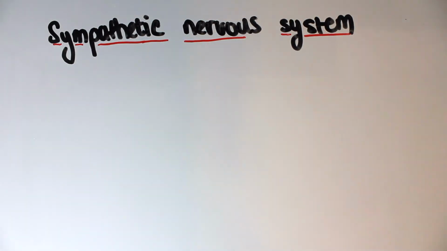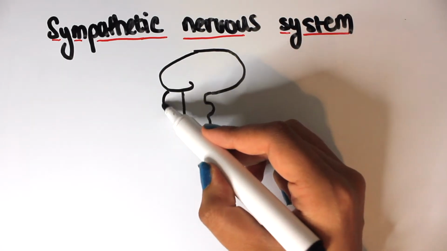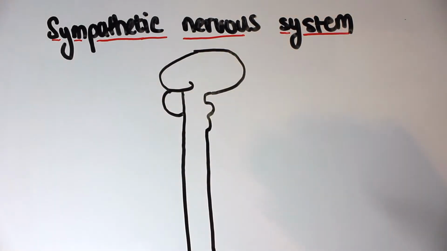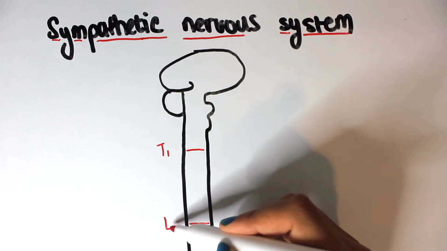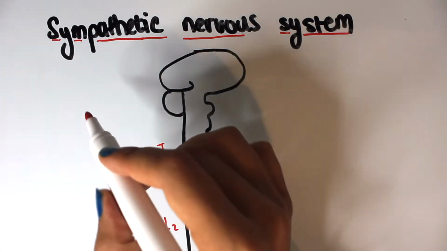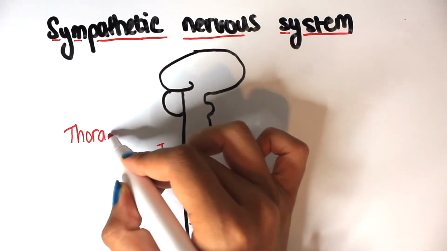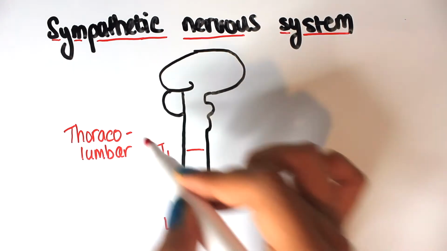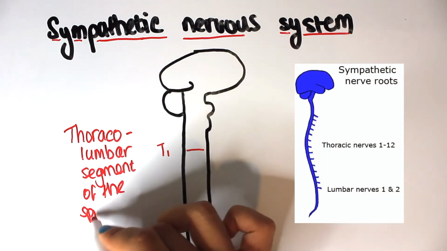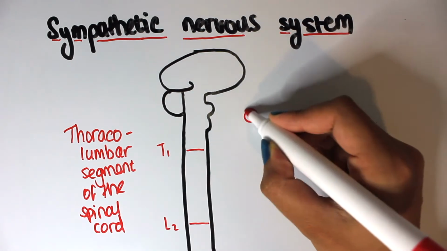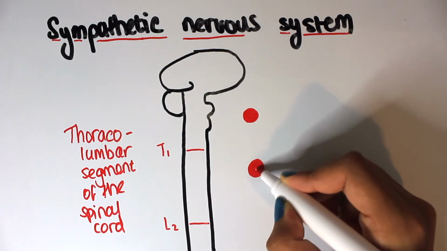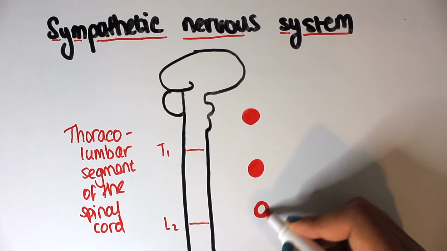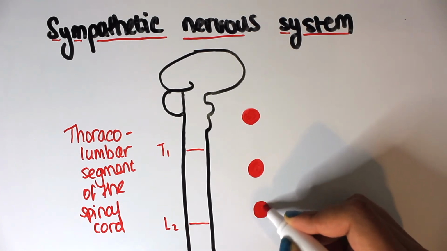So in the sympathetic nervous system, the cell bodies of the preganglionic neurons originate from the lateral horn of the grey matter in the thoracolumbar segment of the spinal cord, and that's basically the thoracic and the lumbar regions of the spinal cord. And this goes all the way from T1 to L2. So the sympathetic ganglia are found closer to the spinal cord in order for signals to be sent all over the body when it comes to fight or flight scenarios such as my dog scenario.